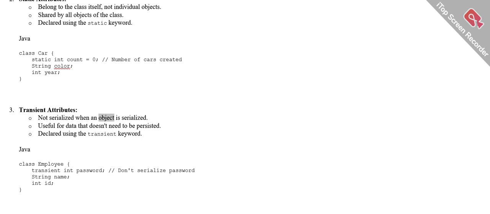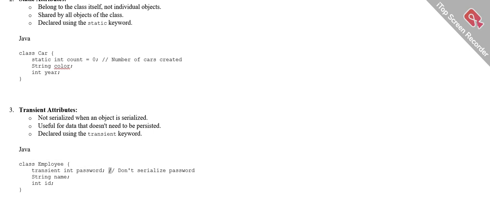Transient attributes. Not serialized when an object is serialized. Useful for data that doesn't need to be persisted. Declared using the transient keyword. Java. Class Employee.